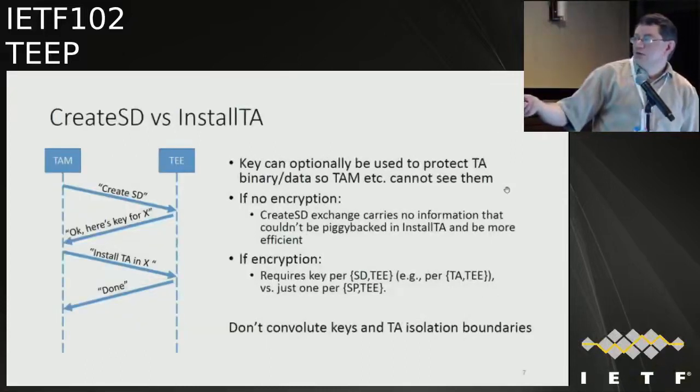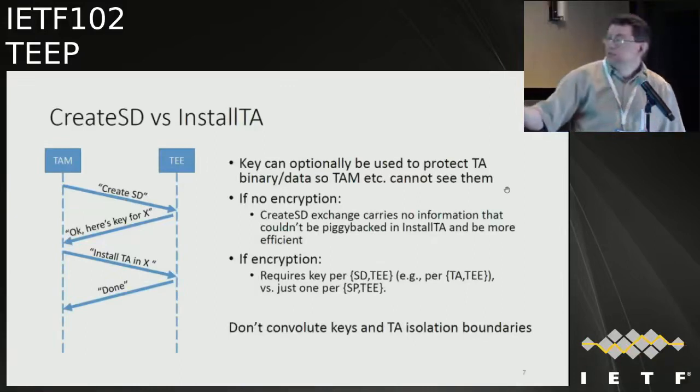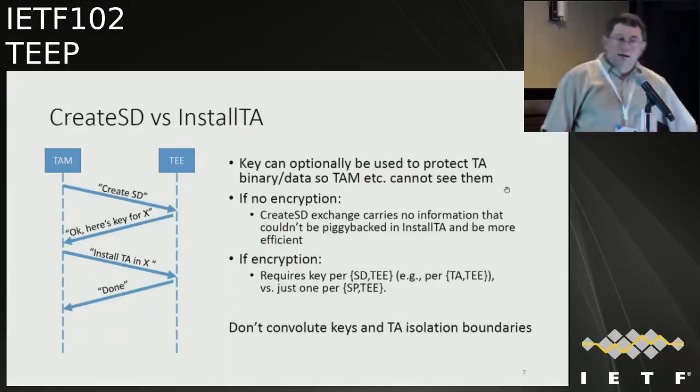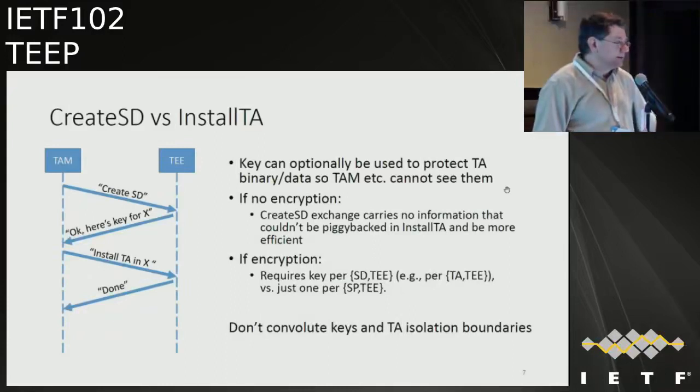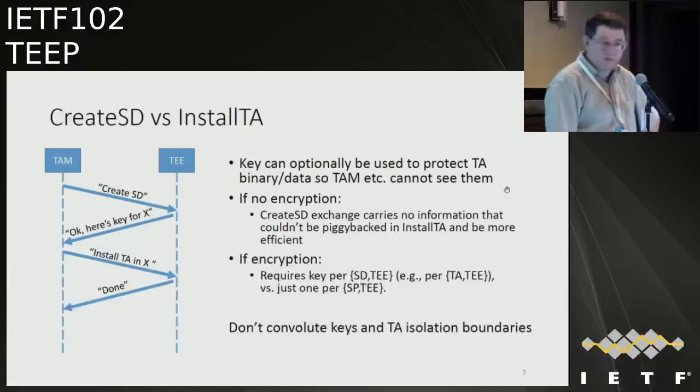The TAM says creating a security domain, and it comes back and says, okay, here's a key that you can use for subsequent operations. And then the TAM says, okay, I'd like to install this TA in the security domain. Here's the key that I have for this thing. And it says, okay, done. There's these 2 steps here. Now, in the common case, there's exactly 1 TA per security domain. That's not the only case we care about. It's just a common case.